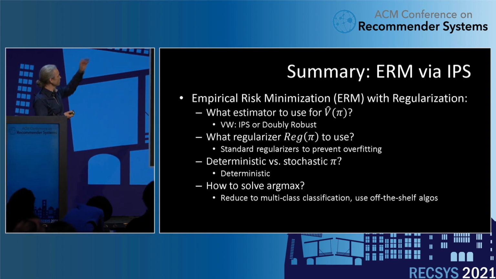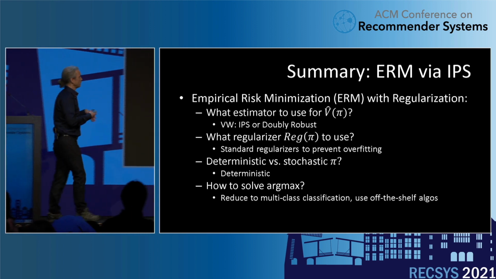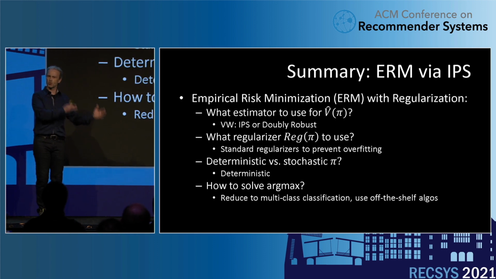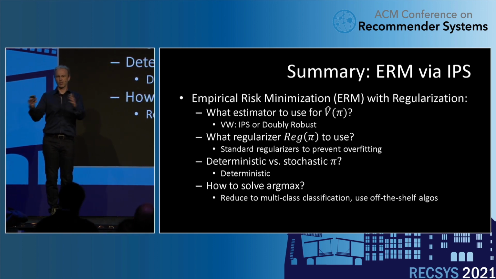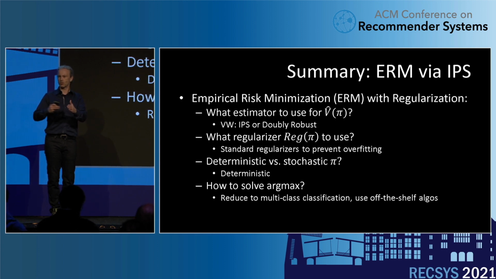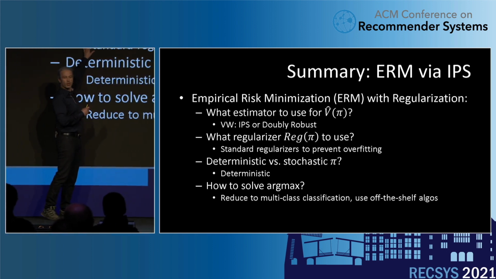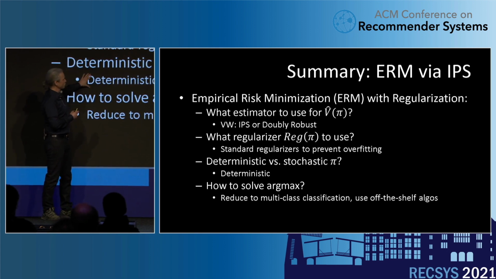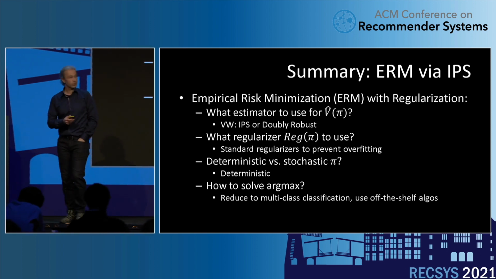The estimator that we're using here is IPS, or you can do the same with doubly robust as well. Basically, everywhere where you use IPS, you can use doubly robust as well, because doubly robust is basically just an IPS where you change the rewards. You just translate the rewards by the regression model. There's also some regularizer built into these classification methods that prevents overfitting. We're using deterministic policies, and we just use existing off-the-shelf methods.